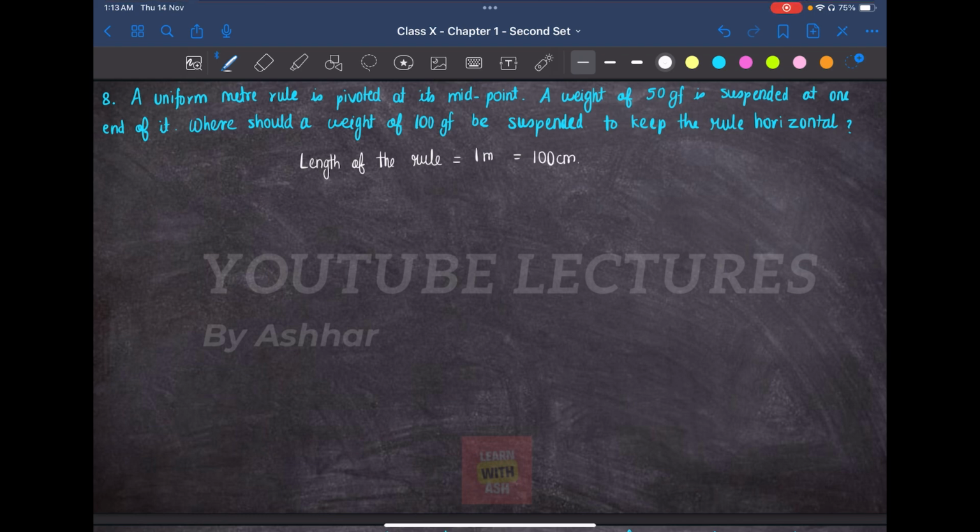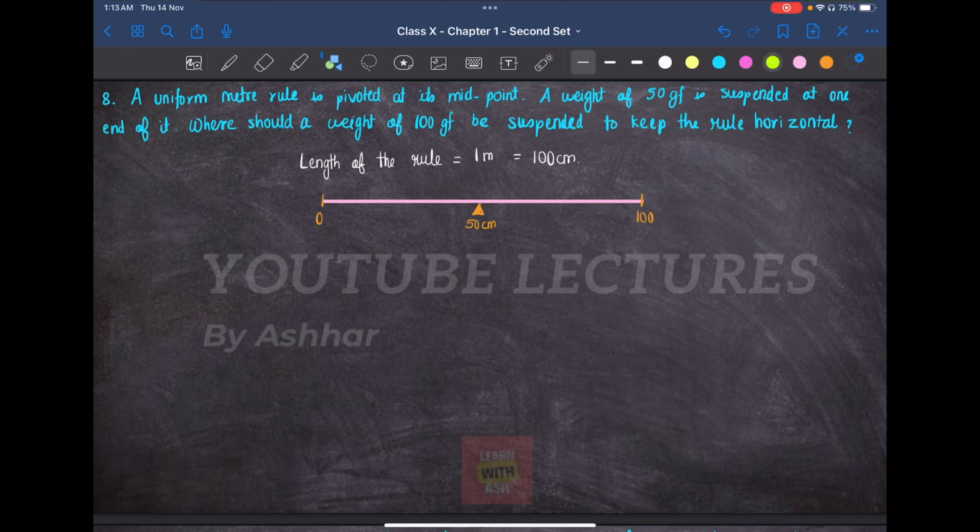Okay. After this, the pivoted point is at its midpoint. So I can draw a relatable diagram for this one, in this manner. If this line represents my rule, then this particular portion is 0 centimeter, this particular portion is 100 centimeter. This particular triangle represents my pivoted point, like at this point the axis is being made, which is at 50 centimeter. So both of these sides are 50 centimeters each. Now a weight of 50-gram force is suspended at one end of it.